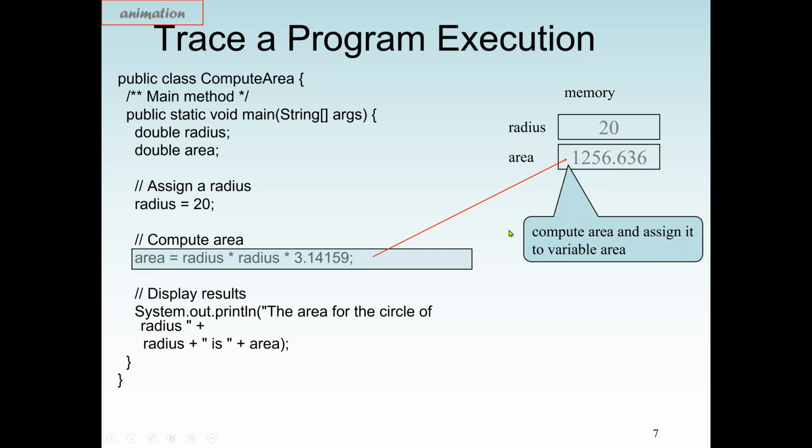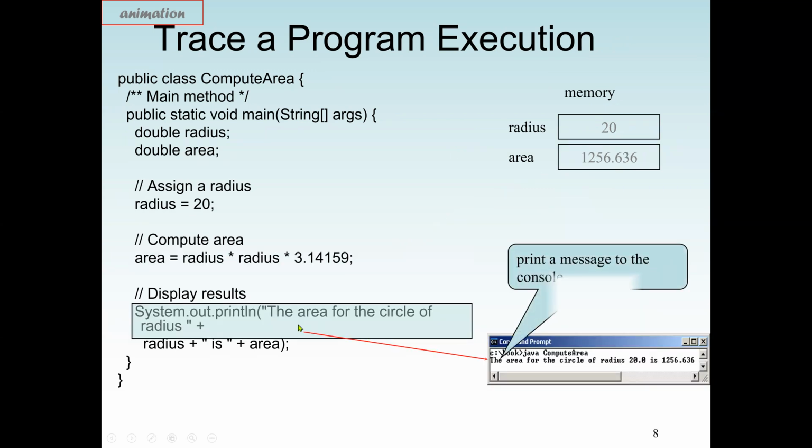Then next, we compute the area. In order to compute the area of a circle, we need a radius. So here we say radius times 3.14159. Now the answer we get, we display the result. So the area for the circle of a radius 20 is whatever the value is. In this case, it was 1256.636. So this is our output here: the area for the circle of radius 20.0 is 1256.636.